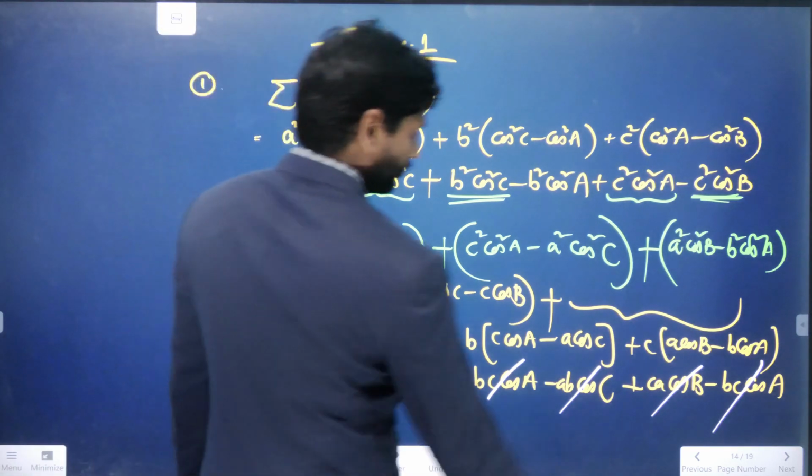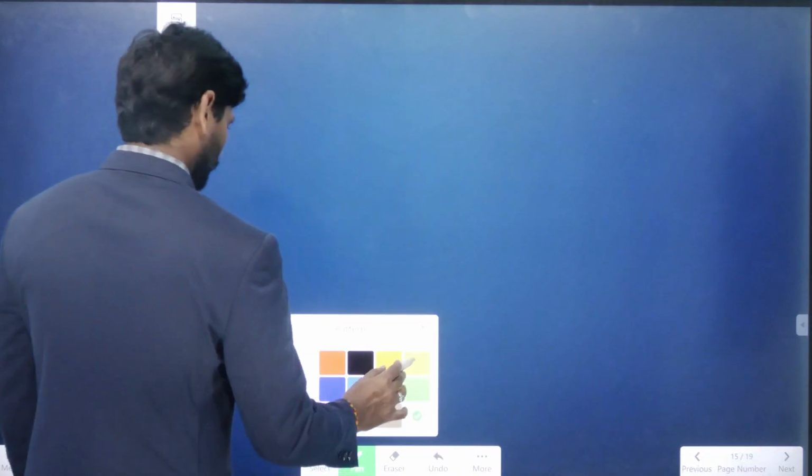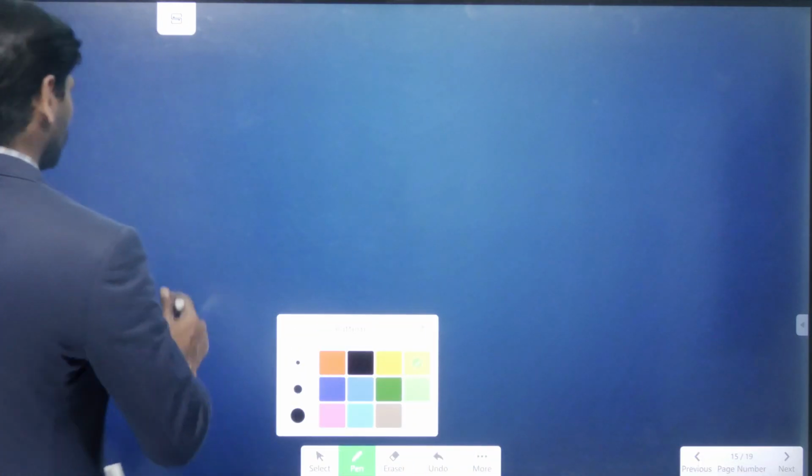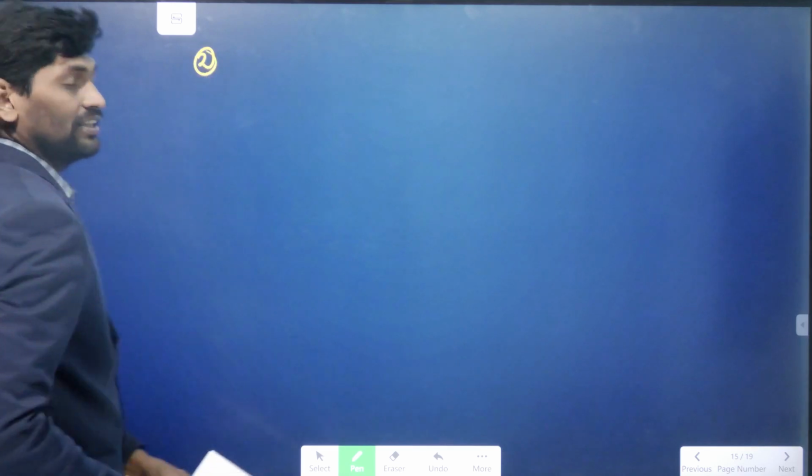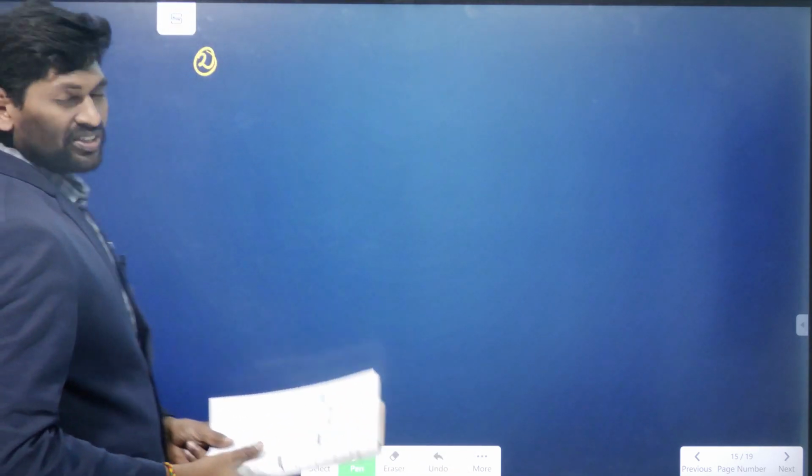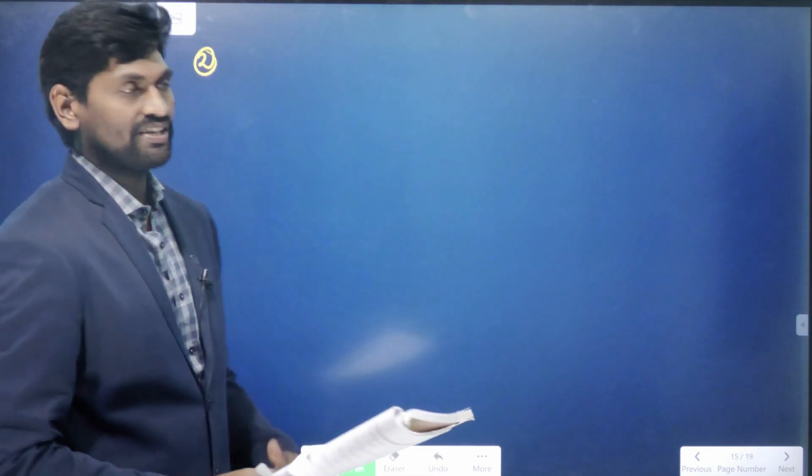Yeah, problem number 2. The problem number 2 is the value of a cos B plus b cos A. Directly from the projection rule, a cos B plus b cos A value is c.